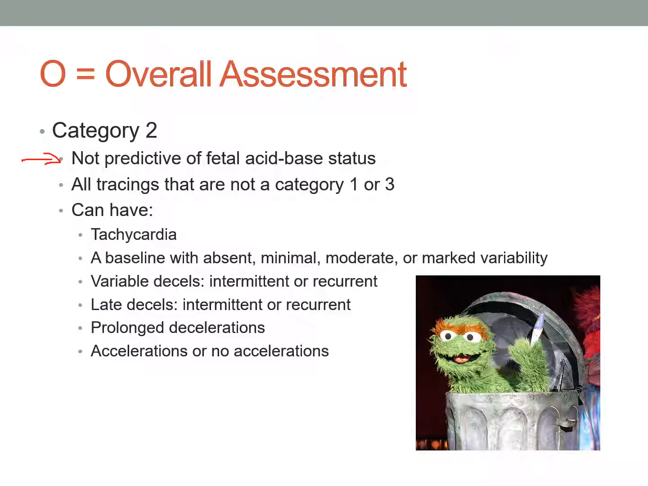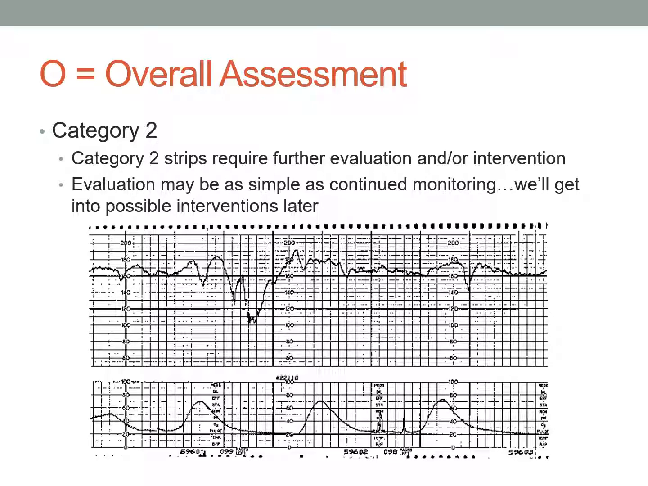And there are different degrees of category 2 strips. You're going to see some category 2 strips where you're not that concerned about it, and others that look really nasty and you have to act on. Some hospitals have subdivided category 2 into category 2A, B, and C. However, I wouldn't really get into that in this lecture, and we don't do it at our hospital because the bottom line, even if you subdivide it that way, a category 2 strip is not predictive of fetal acid base status. What category 2 strips do require is further evaluation or intervention.